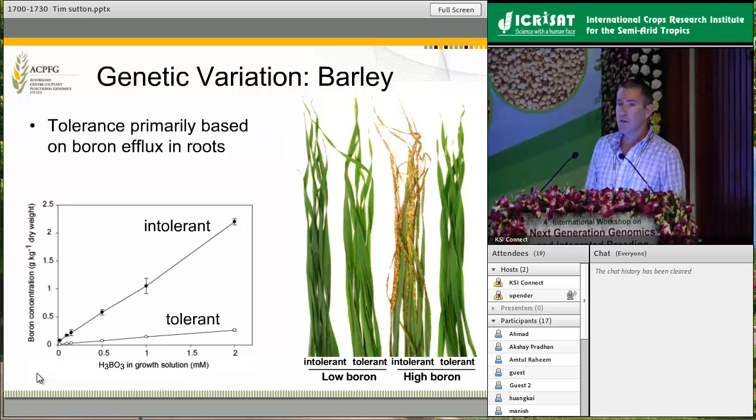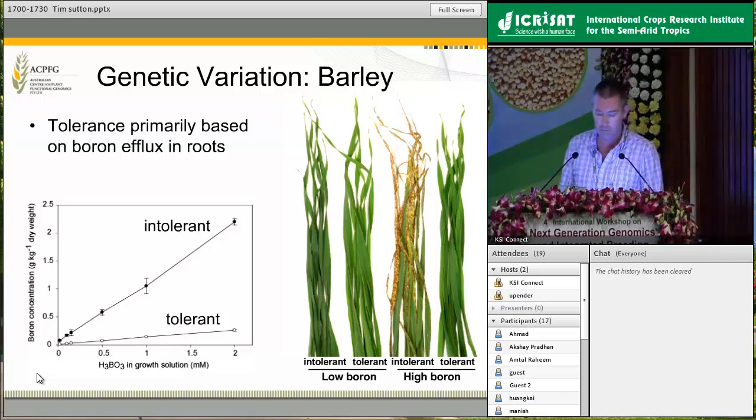Tolerance essentially in barley is derived from the basis of tolerant genotypes to efflux boron from the roots. So you see that tolerant genotypes grown over a range of boron concentrations, this is in hydroponics, have the ability to maintain a much lower leaf boron concentration than do intolerant genotypes. And quite clearly you can see here the difference between tolerant genotypes and intolerant genotypes when applied with high boron.